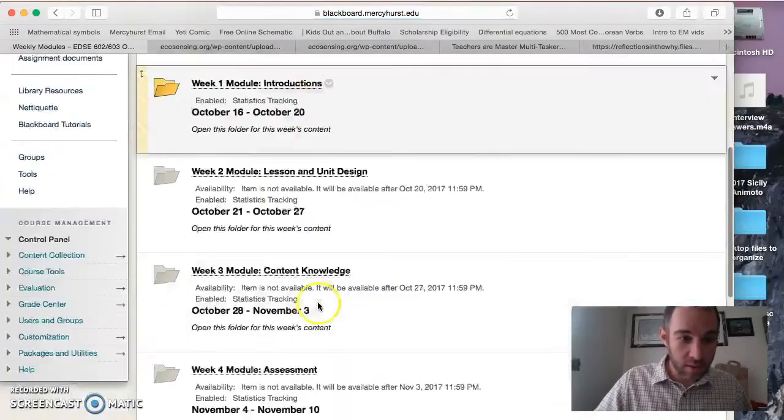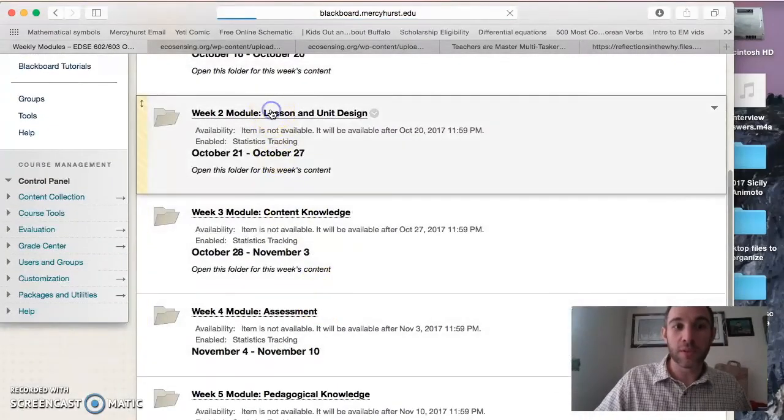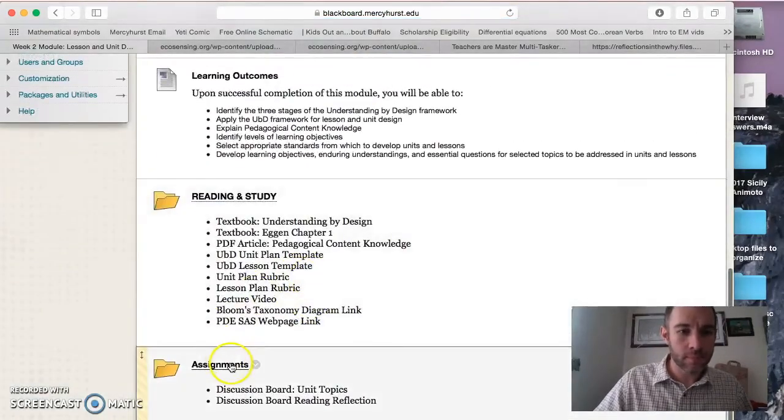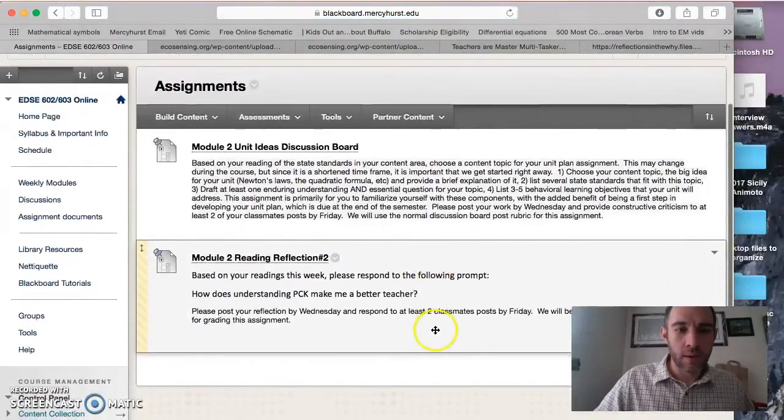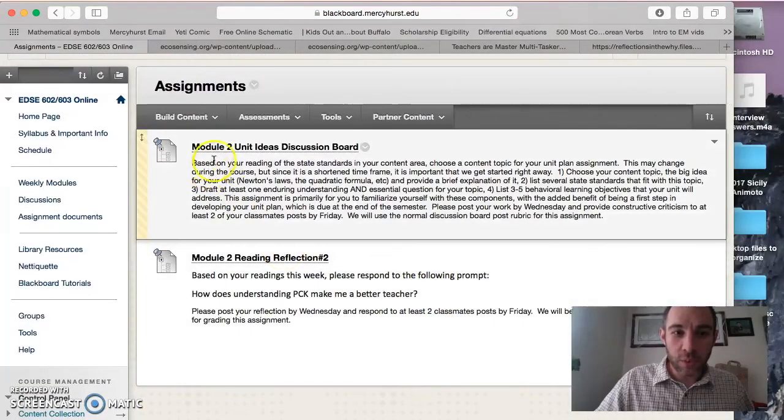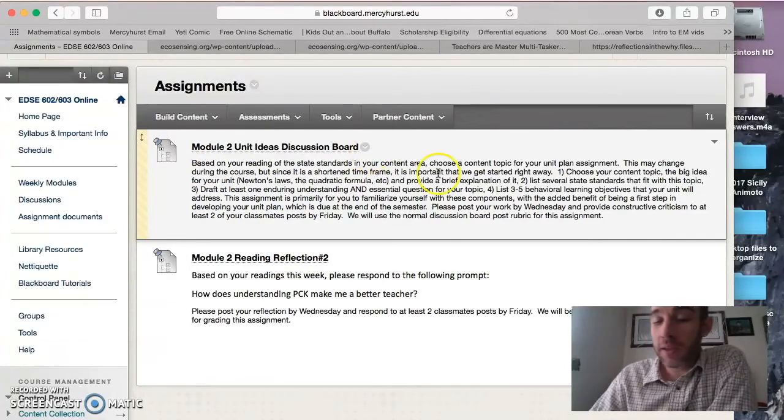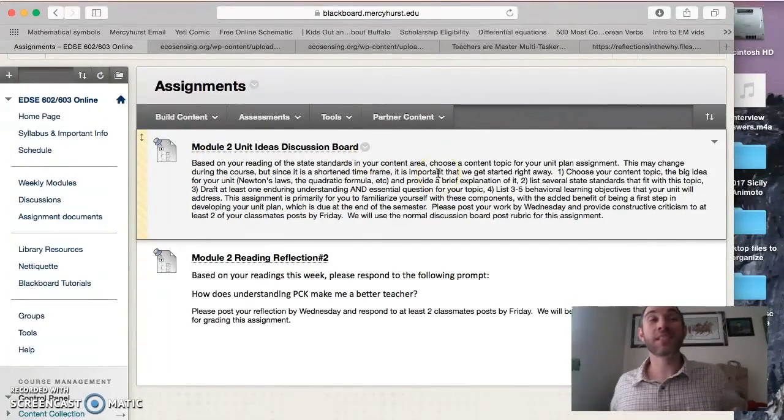I do want to talk briefly about the assignments for this week. There are 2 discussion boards. The first one is step 1 towards developing our unit plan. You're going to need to pick your content topic. It doesn't necessarily have to stay the same throughout the entire semester, but we only have 8 weeks, so we have to get started. We have to get going. We can't really waste any time. So you're going to pick a content topic, and it's not etched in stone. It might change, but we have to get started somewhere, so this is where we're going to start.